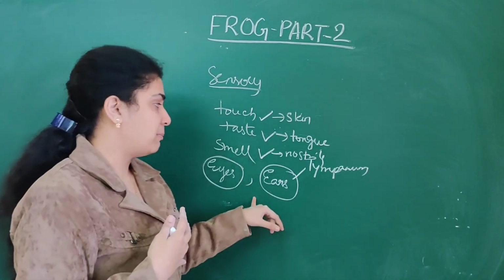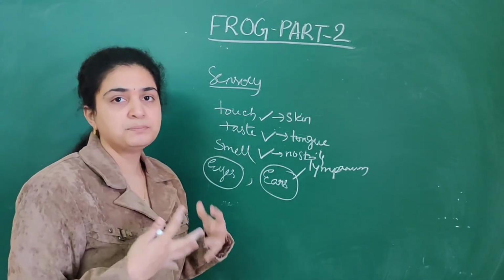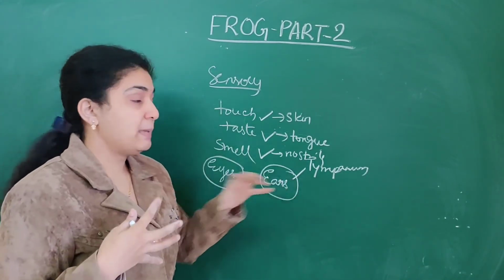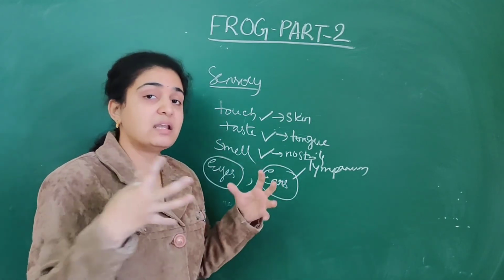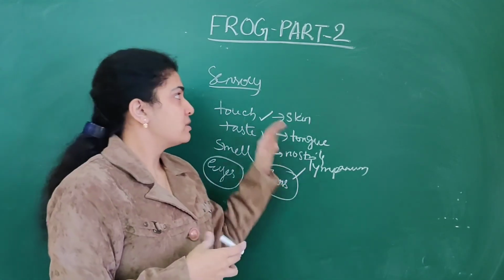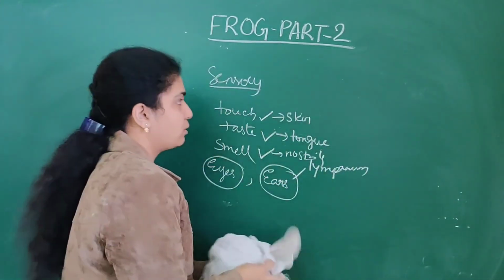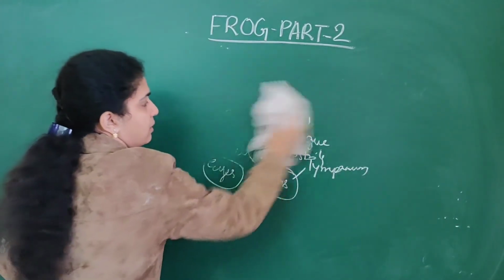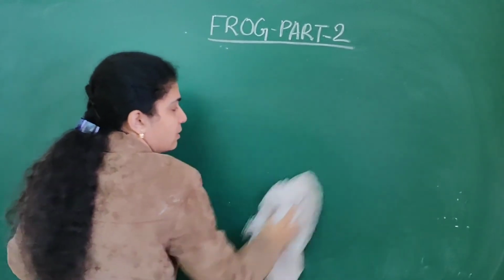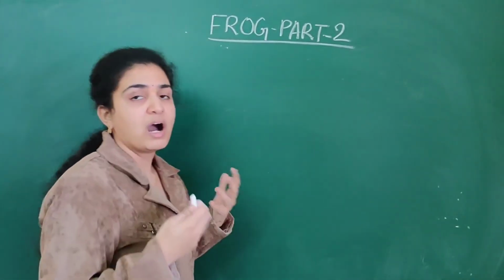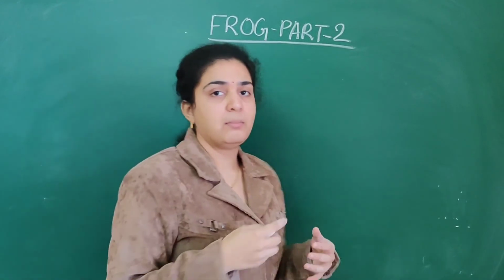covered by the nictitating membrane. When it comes to ears, the tympanum is present, that is, they directly open into that. So this is about the sensory organs. Next we are going to see the last part, that is how many ova are produced every time.